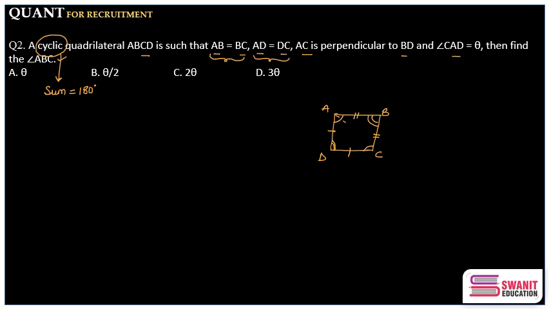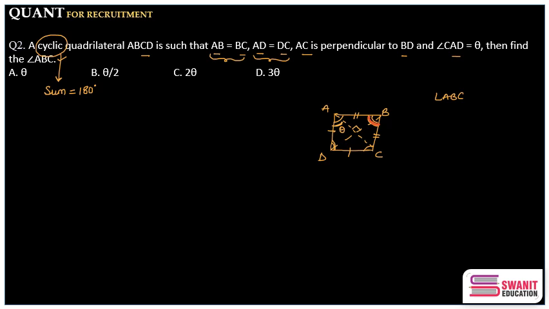So let me draw AC. That means I'm connecting both the vertices, that is AC and BD. And it's given that they are perpendicular to each other. And we know that angle CAD, which is this smaller angle, is given as theta. The question is asking what angle ABC is, that is the bigger angle of the cyclic quadrilateral, which means they are talking about this angle. So let's see how we can calculate this.